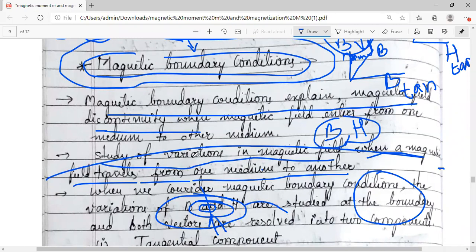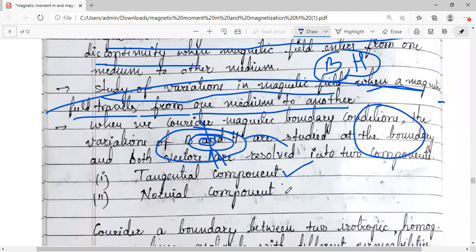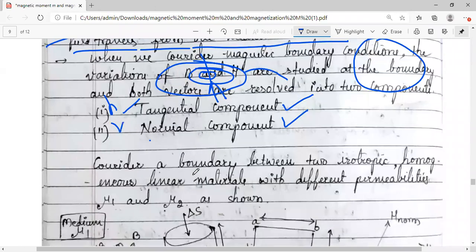So to study boundary conditions, two things are important for both B and H. The tangential component, which is nothing but the horizontal component, and the normal component, which is nothing but the vertical component. So let us study each of these one by one.